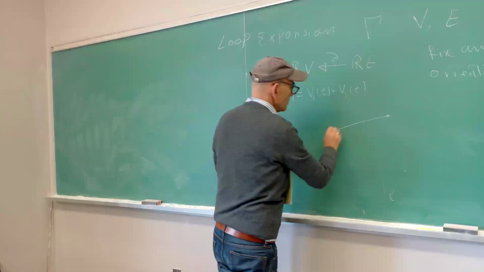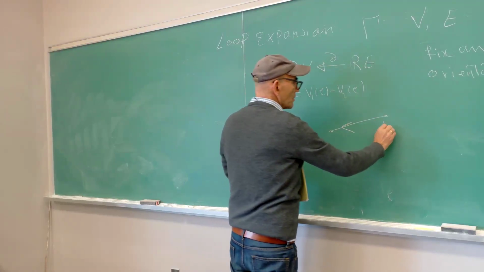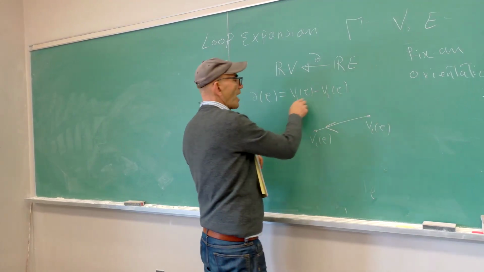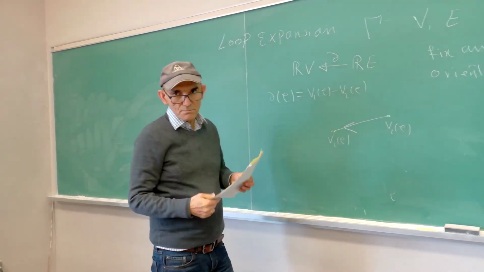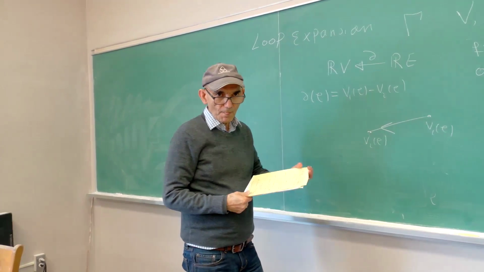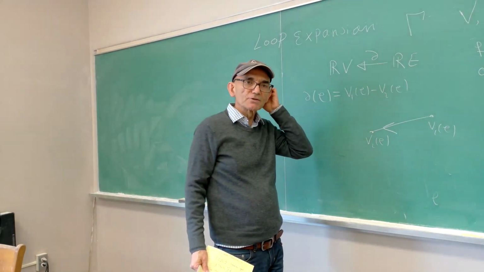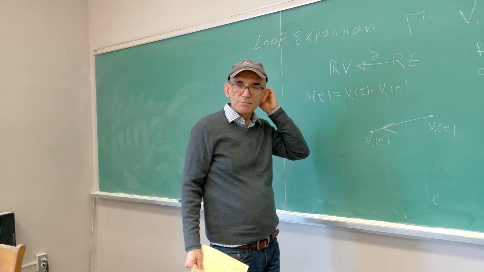So this I call V1 of E, this I call V2 of E. You subtract. How do we assign the direction? Any way you want. It doesn't matter at the end. You can prove that actually. The calculation doesn't make any difference.